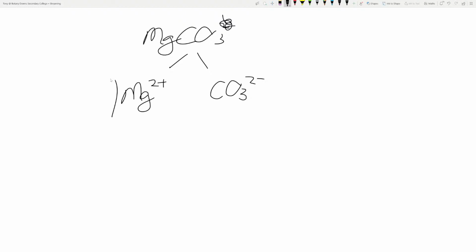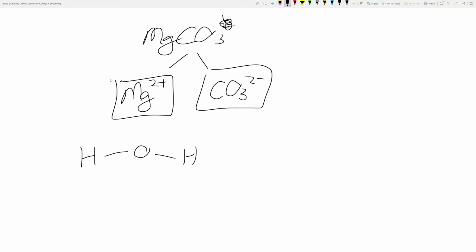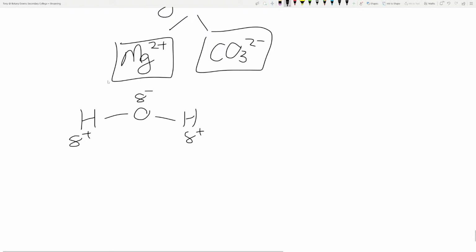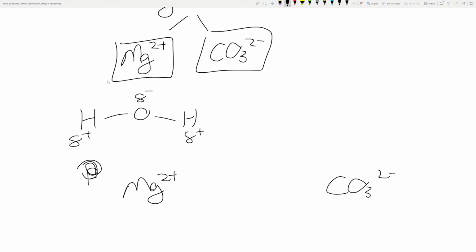Okay, so this is year 11. 2 plus, 2 minus. If I put this in water, just remember in water the H's are the positive ends, the O's are the negative ends. So it just comes down to drawing the ions in the middle. Just put the positive and negative ions in the middle.